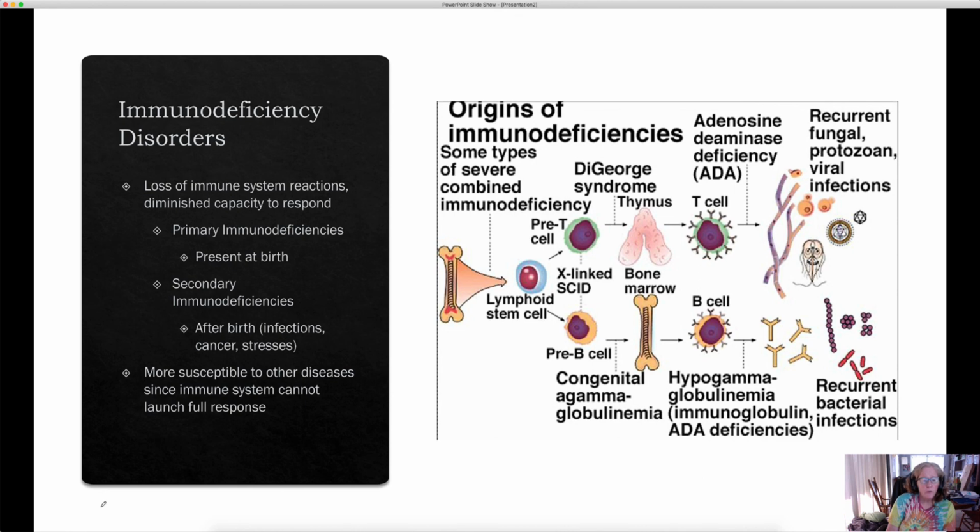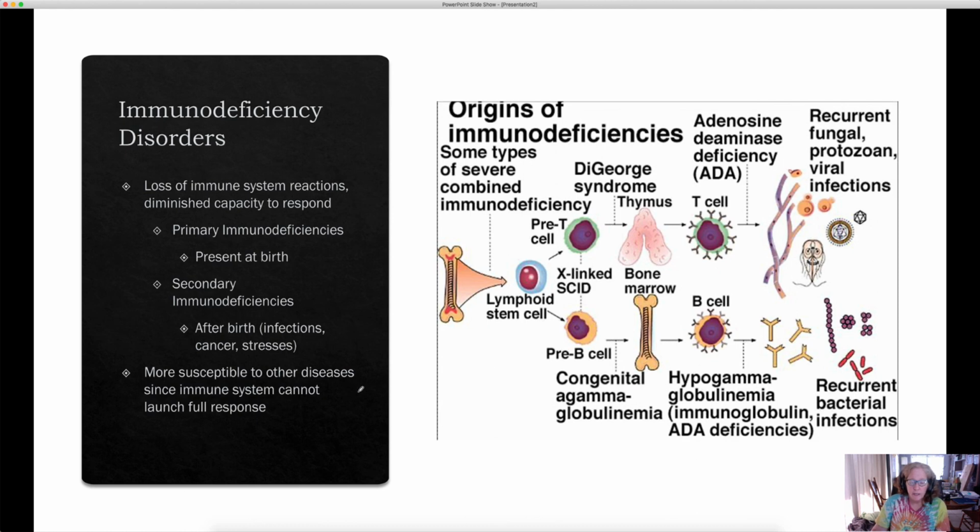So now we're going to talk real quick about some immunodeficiency disorders. Here we have the opposite. Instead of our immune system overreacting like in an autoimmune disorder, now we have our immune system not acting enough. What is suppressing my immune system? What is keeping it from reacting against both self and foreign antigens? So we have a diminished capacity to respond, or a loss of systemic reactions.